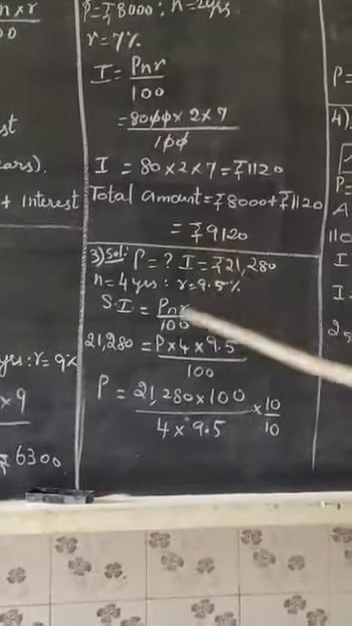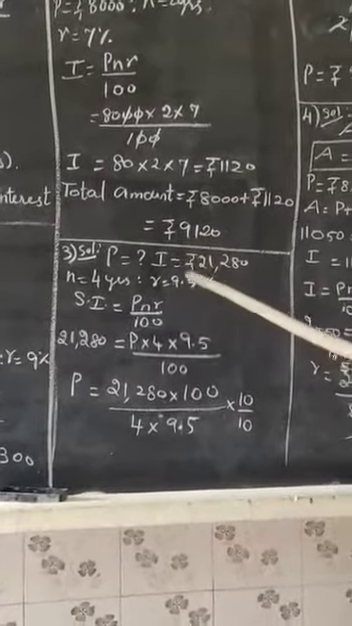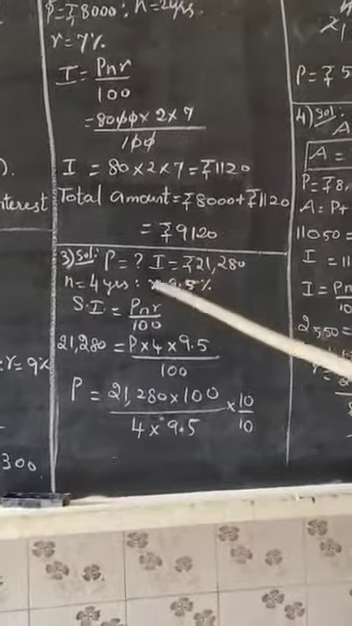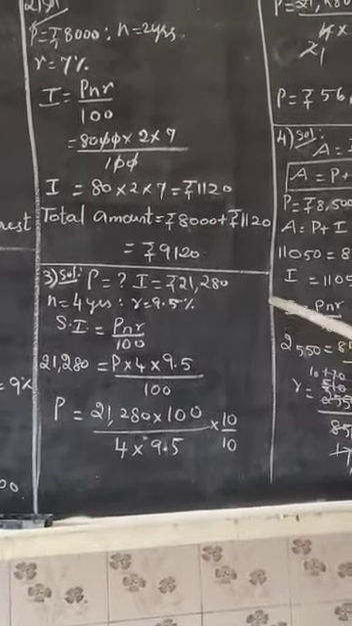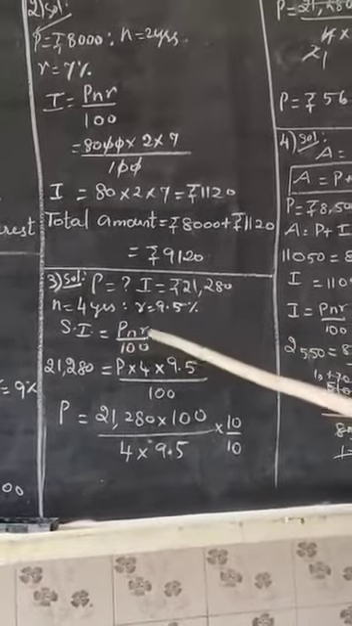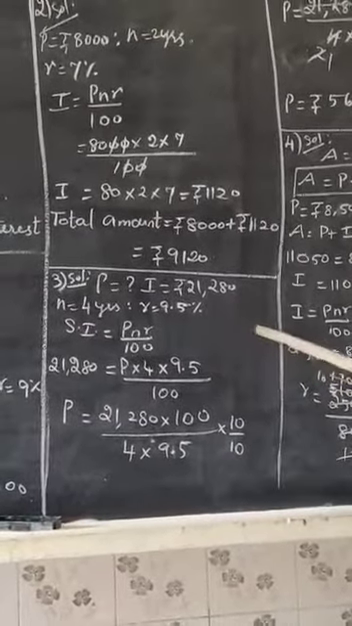Here they have to ask to find the sum. So you have to take the principal value and find it. So I is equal to simple interest, I is equal to rupees 21,280, and the number of years N is 4, and R is equal to 9.5%.